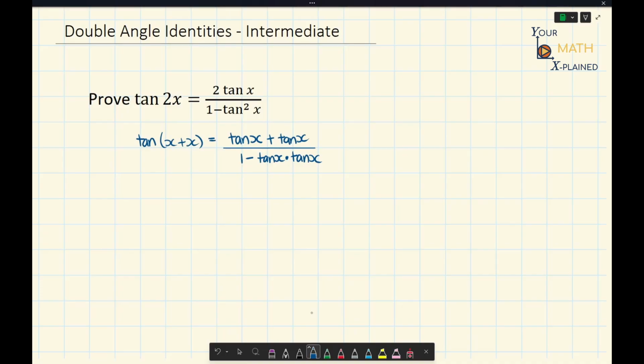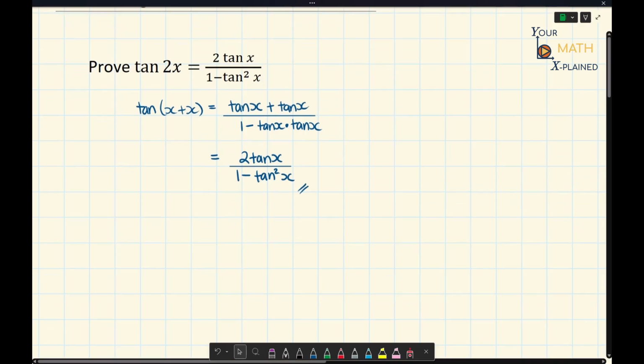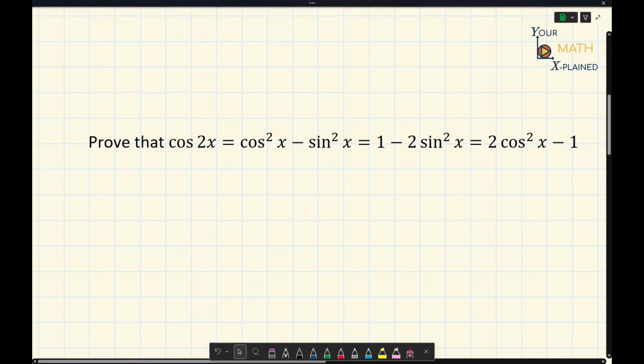So then our numerator, we have tan x plus tan x, which is just 2 tan x. And then our denominator is going to be 1 minus, and tan x times tan x is going to be tangent squared x. So this is the proof for our double angle identity for tan 2x. The next one is our cos 2x.